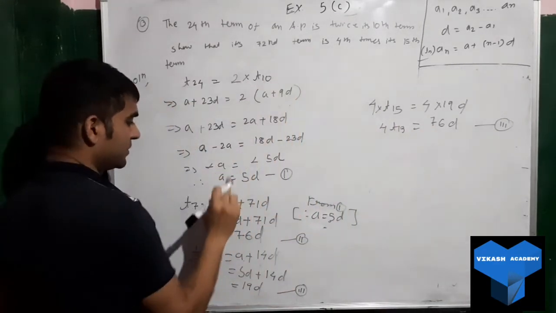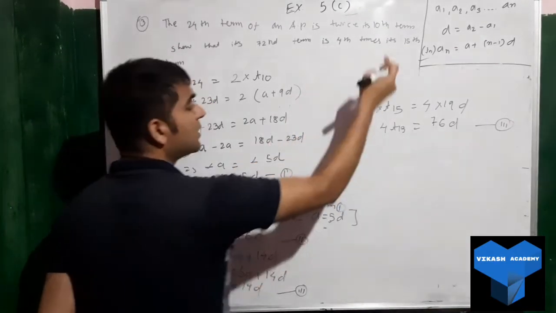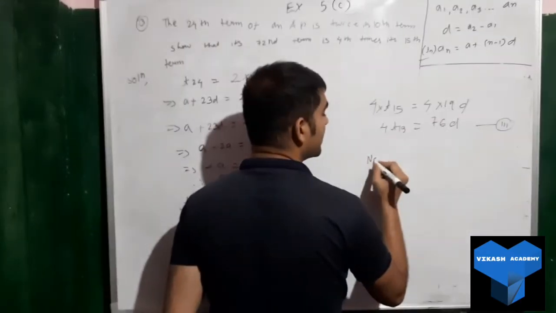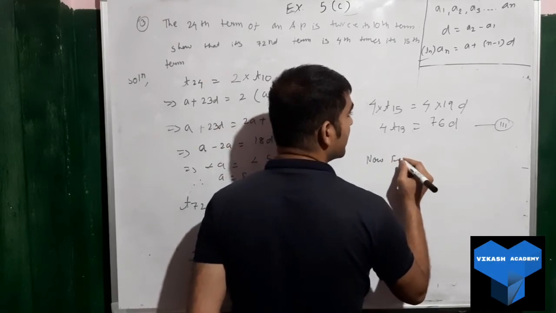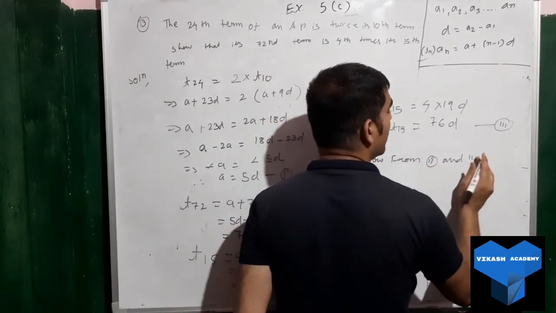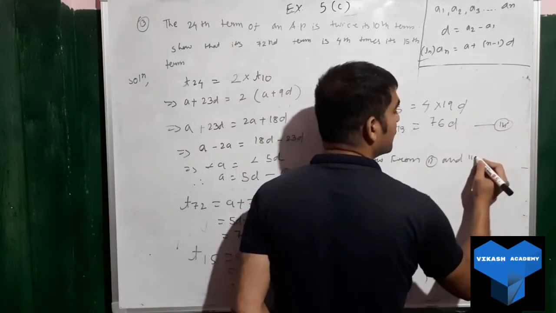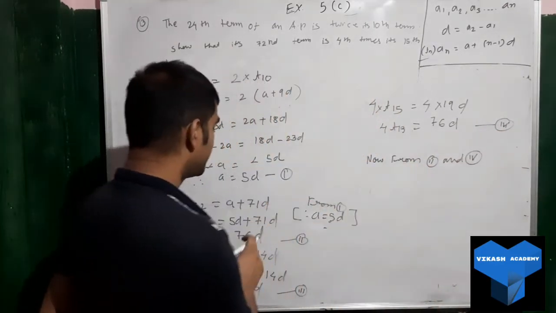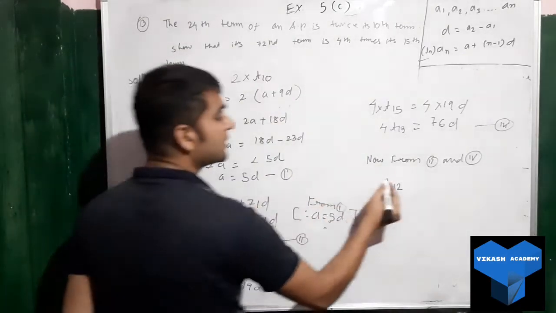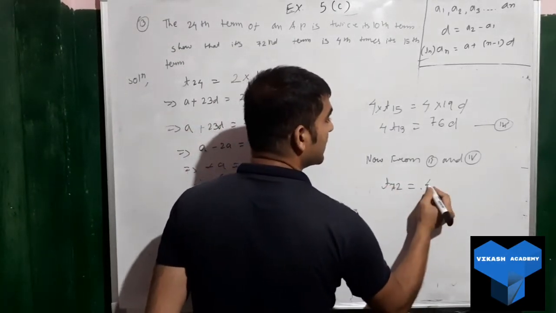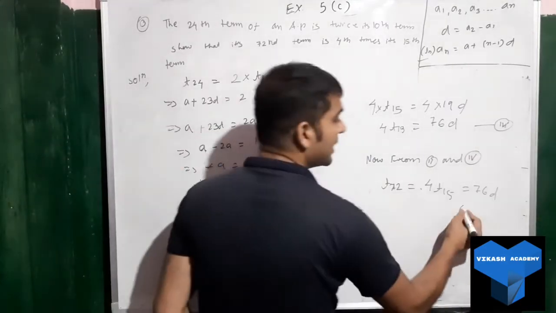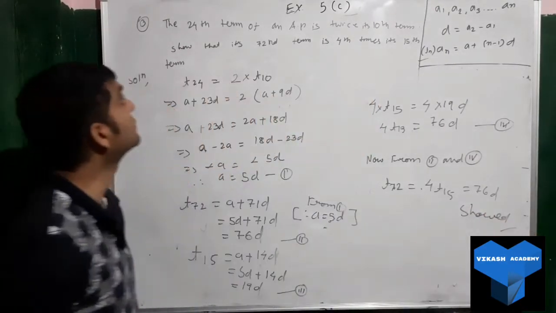Now see, T72 we got 76d, and 4 times T15 also gives the same. From equations 2 and 3, these two are equal. So T72 is equal to 4 times T15, which is equal to 76d. We have to show this, so we have shown it. Clear with this question.